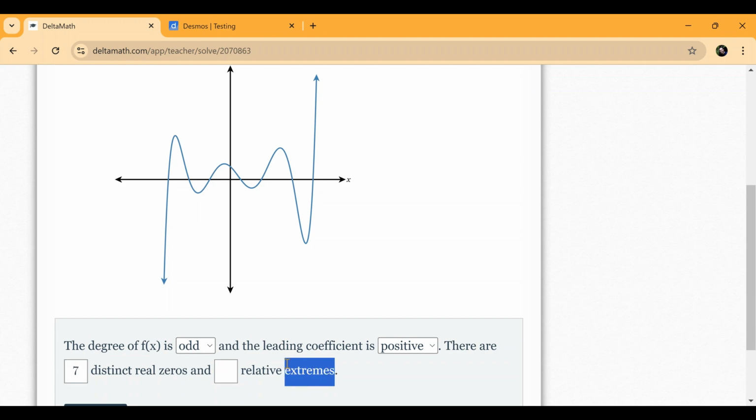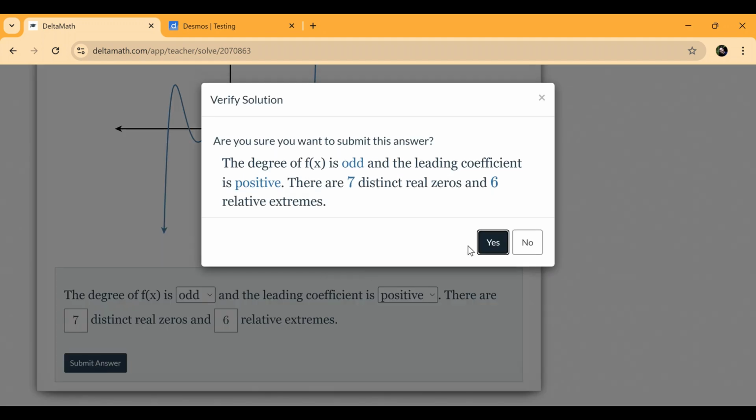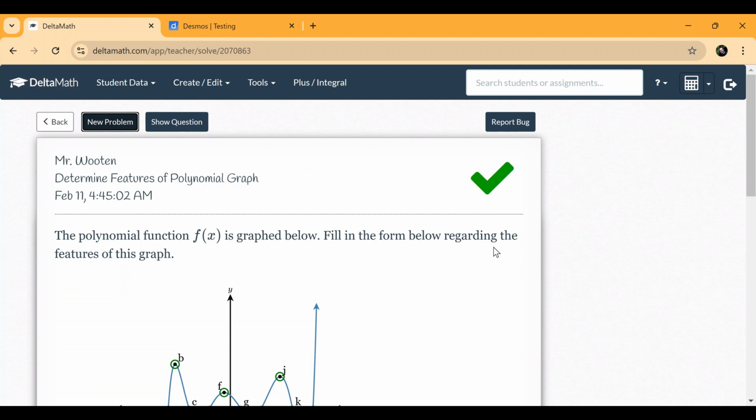Remember that extremes means maximums and minimums. So we have 1, 2, 3 maximums and 1, 2, 3 minimums. 3 top points and 3 bottom points. So that's a total of 6 relative extremes. We're going to submit this, and we see we got it correct.